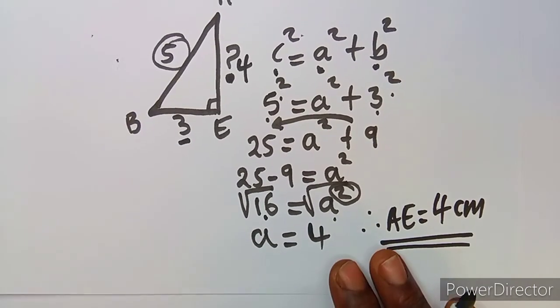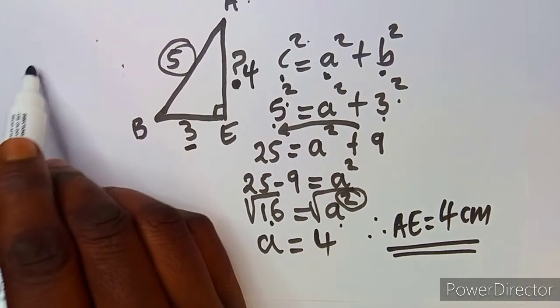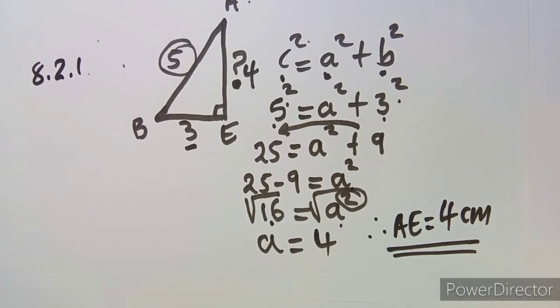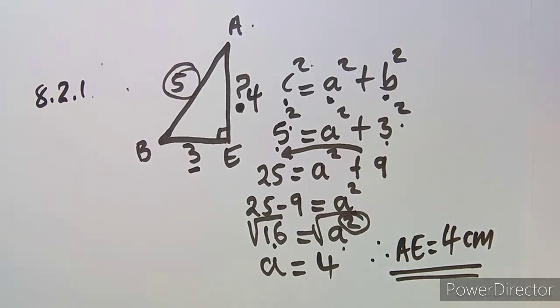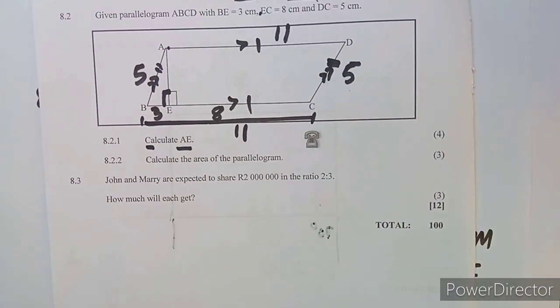That's what we obtained. So that was it on 8.2.1, where you were asked to calculate the length of AE, a side of a right angle triangle. If you're given a right angle triangle, the length simply comes from Pythagoras theorem. All right, then calculate the area of the parallelogram. Also, you're supposed to know these formulas, guys, and how to apply them if you are given such a question. So what are we going to do?